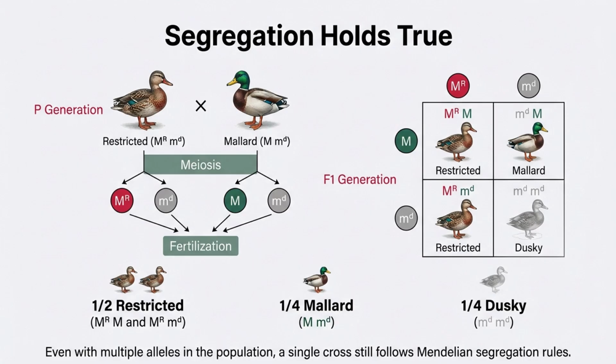So students, do not confuse the term multiple, because Mendelian segregation still applies. So even with multiple alleles in the population, a single cross follows the same rules. So if we cross a restricted and a Mallard duck, as shown here in this cross, we get a predictable phenotypic split of 1/2 restricted, 1/4 Mallard, and 1/4 dusky. So keep in mind that the mechanics of meiosis and fertilization remain constant.